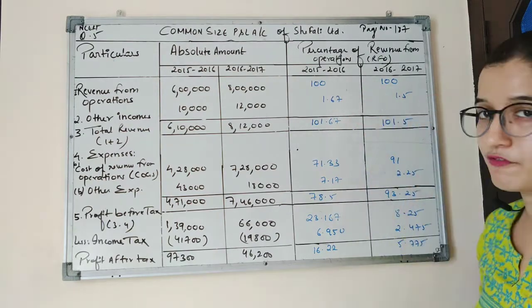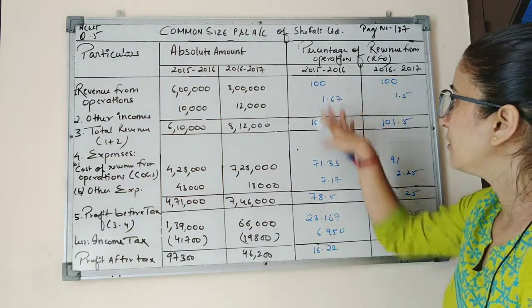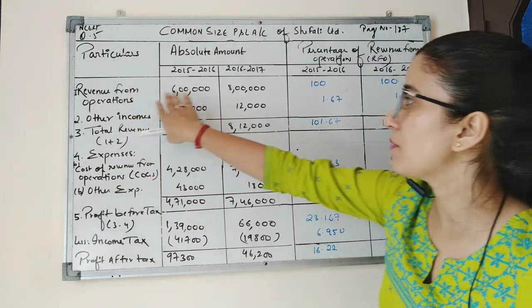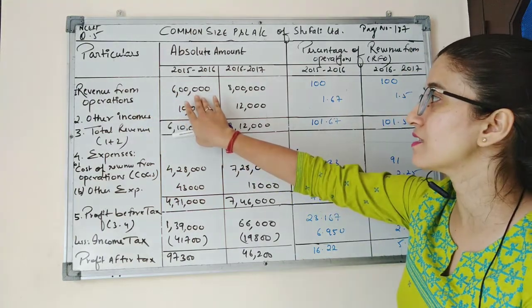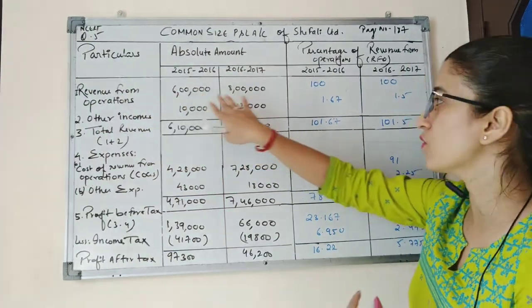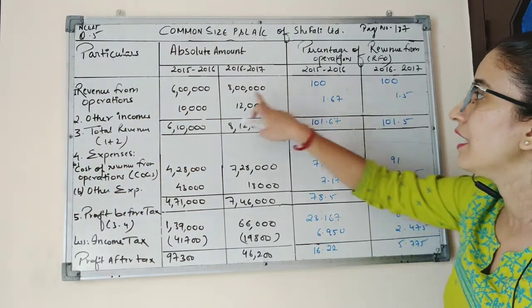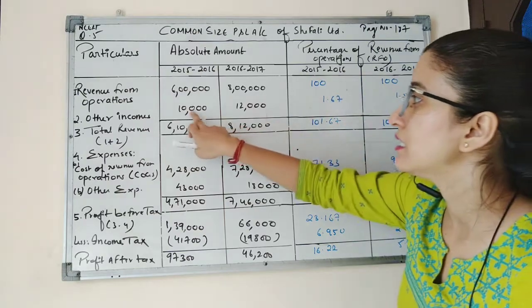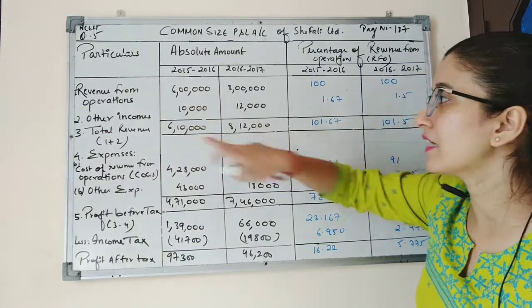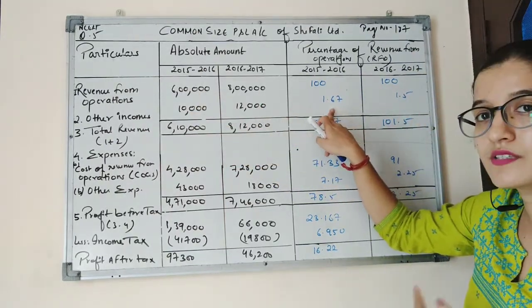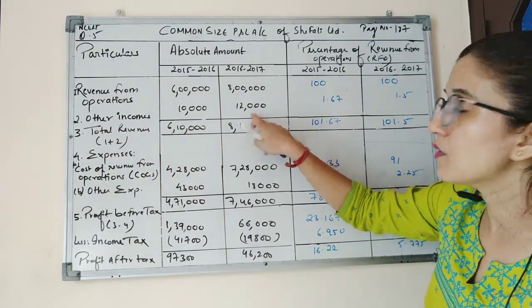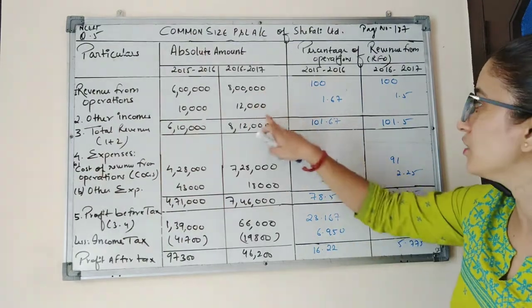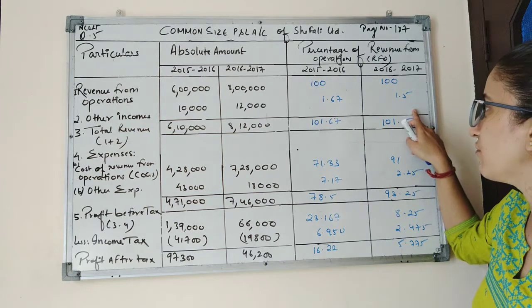Percentage of RFO. So in the previous year, revenue from operation is 6 lakh rupees. We will divide this 6 lakh rupees by 6 lakh only into 100. We will get 100%. 8 lakh divided by 8 lakh into 100, 100%. 10,000 divided by 6 lakh into 100, we will get 1.67%. 12,000 divided by 8 lakh into 100, 1.5%.